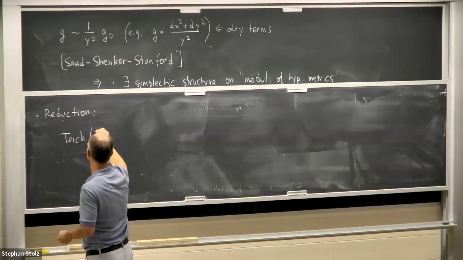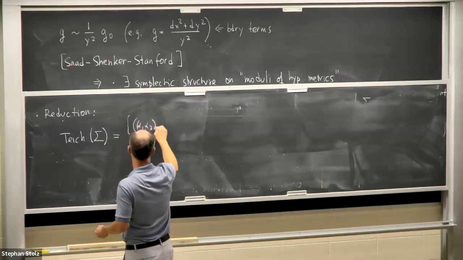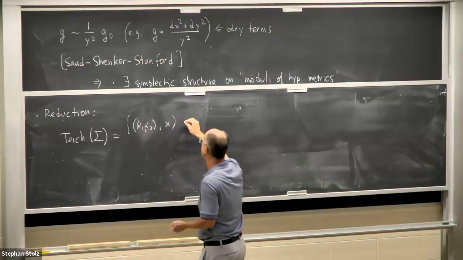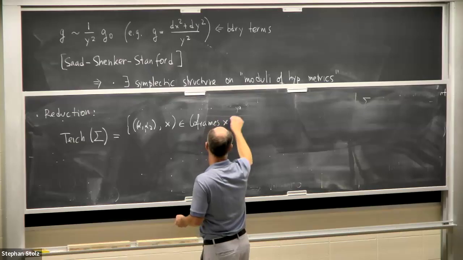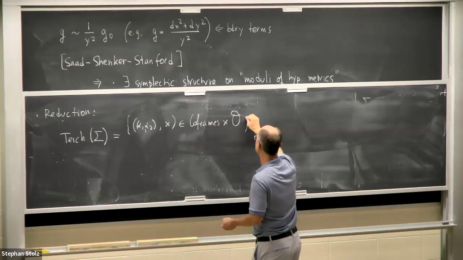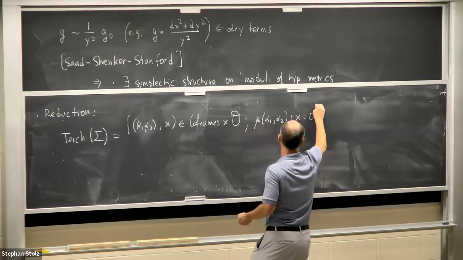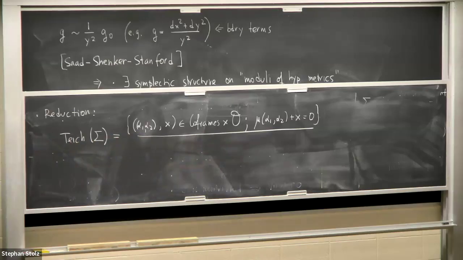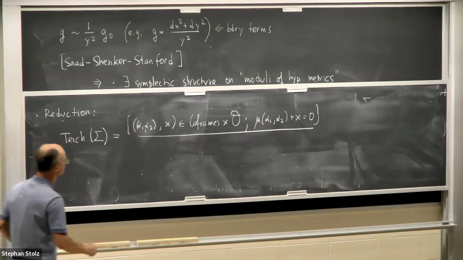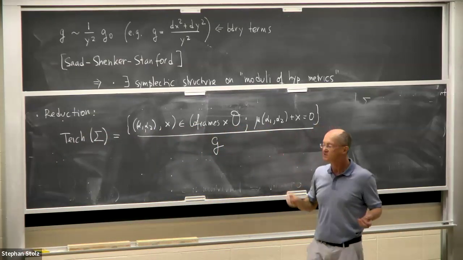We now represent the Teichmüller space as coframes, points in that mysterious coadjoint orbit, subject to the equation the moment map plus x equal to 0, divided by this huge group. So this is a symplectic reduction.